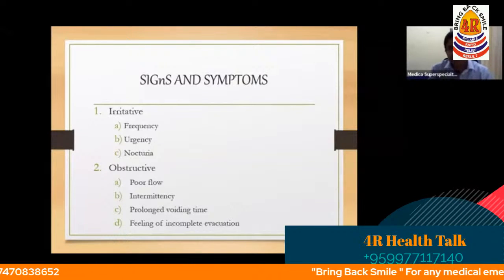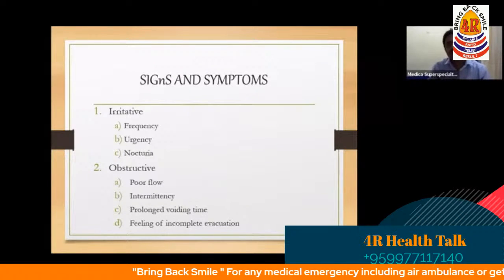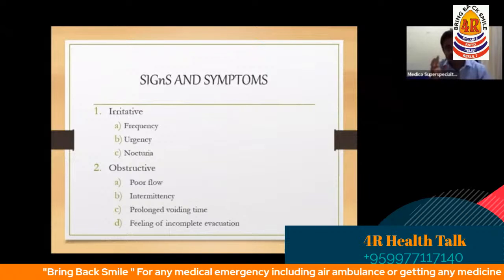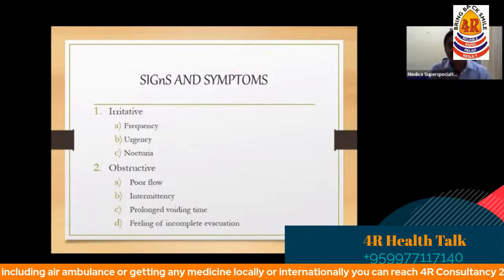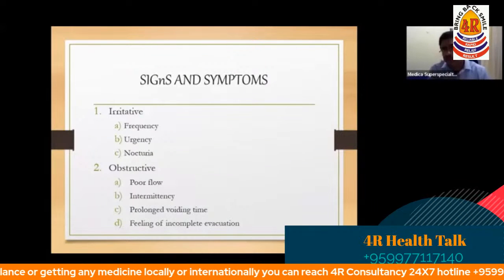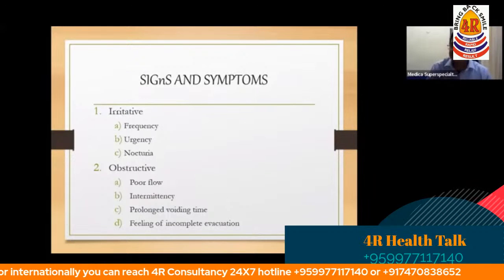Now, we have to understand that the prostate gland is present in everyone, but the symptoms don't happen in everyone. Those who get symptoms are the ones who need some treatment. So the initial symptoms are the frequency, urgency, and you have to get up quite a few times at night. So these are the irritative symptoms.